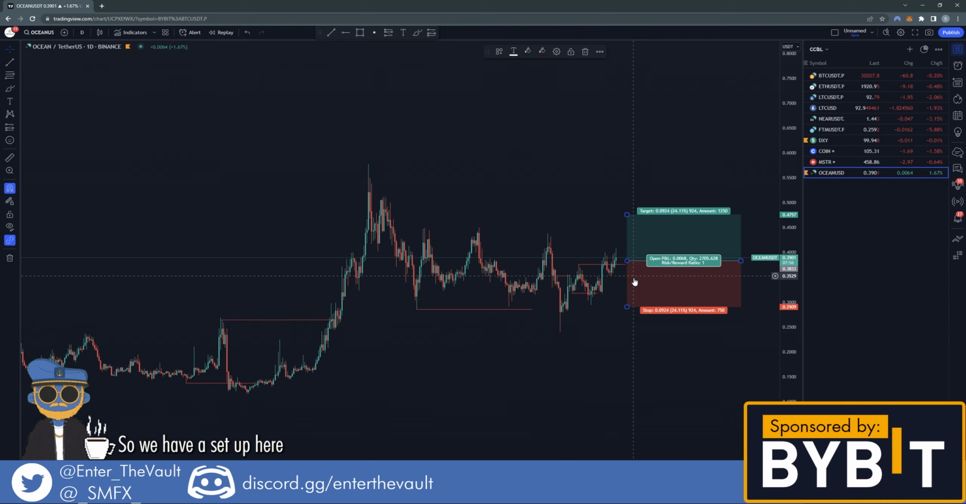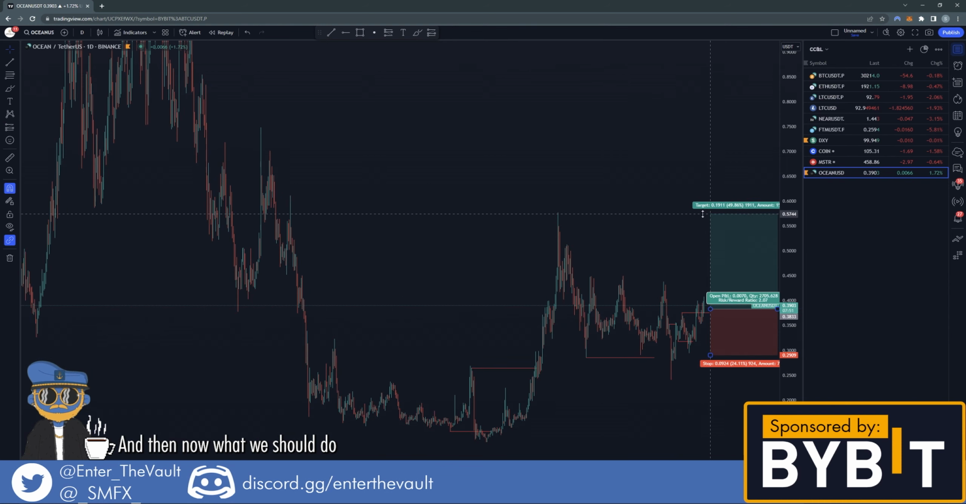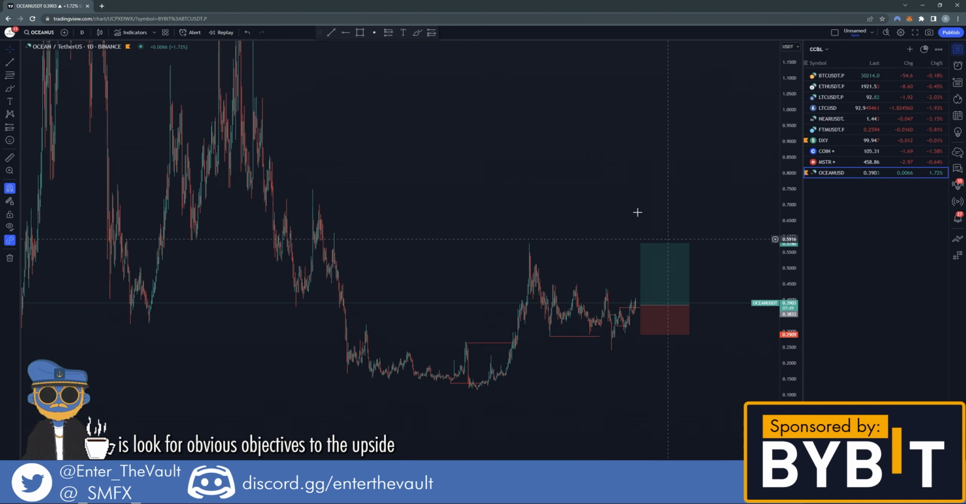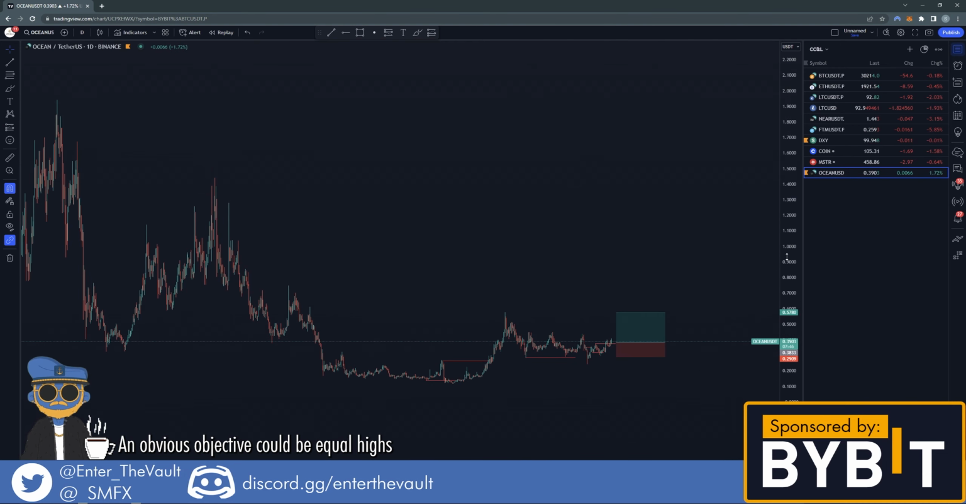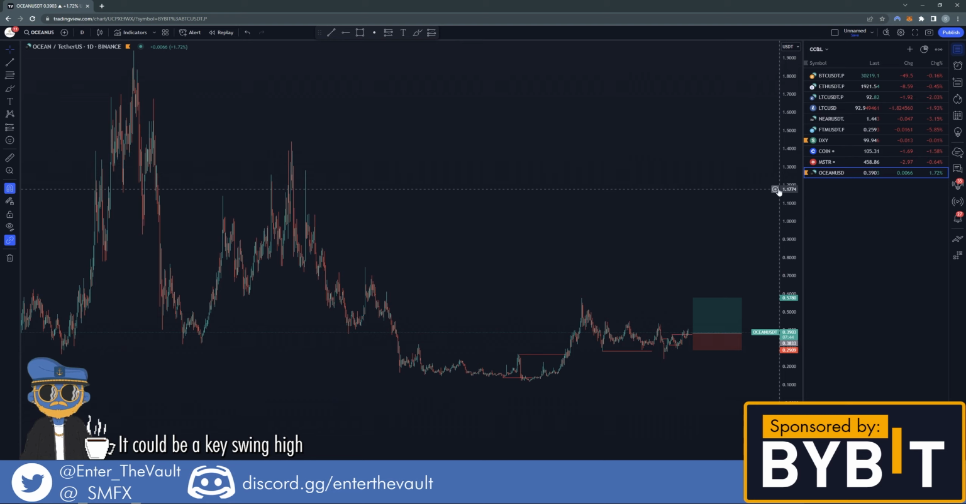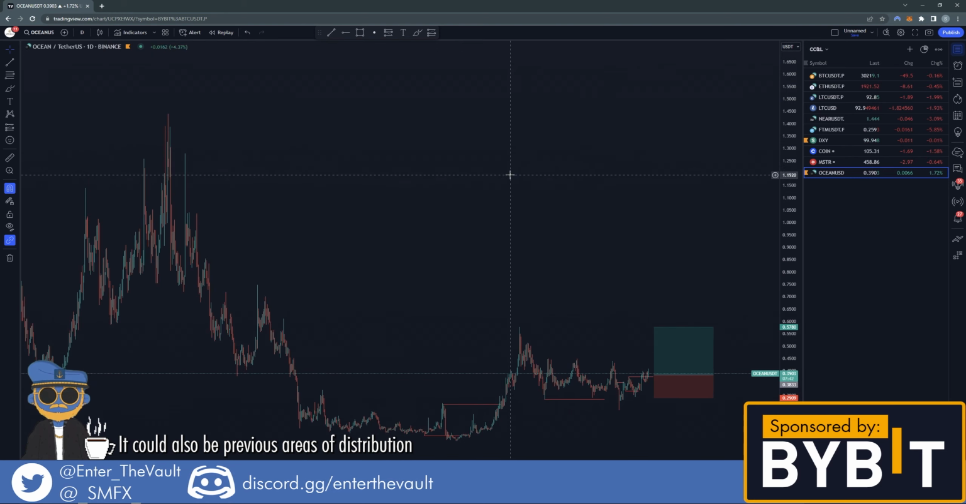So we have the setup here. I've already started to scale in, my stop loss below this low right here. And now what we should do is look for obvious objectives to the upside. An obvious objective could be equal highs. It could be a key swing high. It could also be previous areas of distribution.